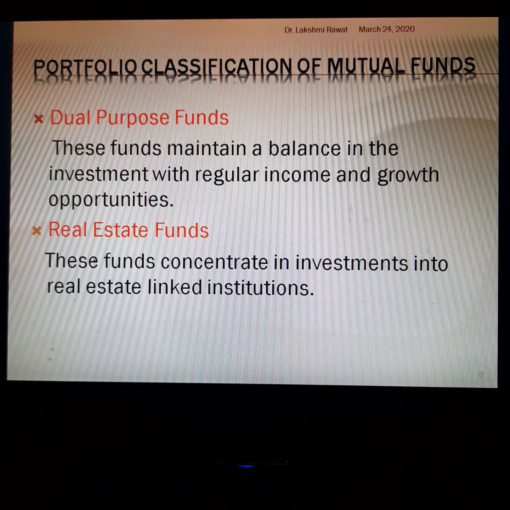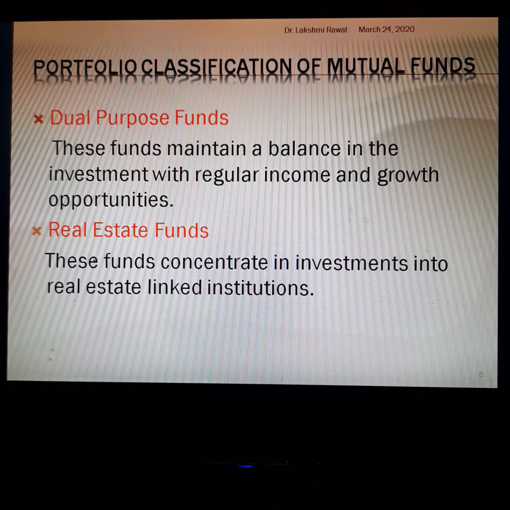The last one is a real estate fund. Now, this is a closed end type of fund, and it is named so as the concentration of the investments of these funds is more into real estate. So, that was about the classification of mutual funds based on the portfolio or the investments being made by the mutual fund companies.